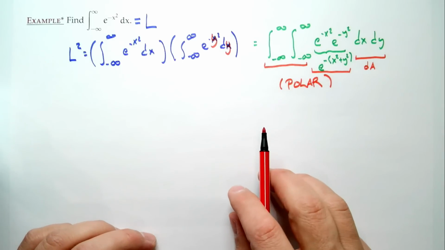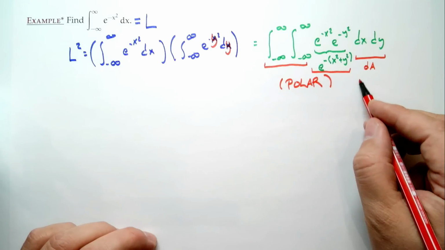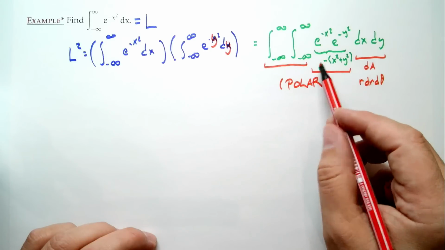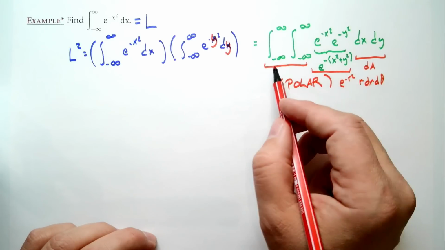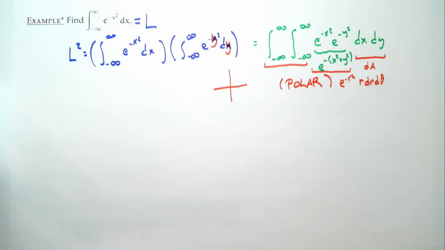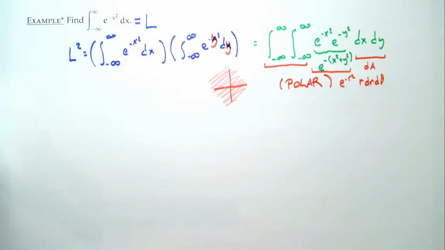In polar, what does dA become? Yeah, r dr d theta. Now, e to the minus x squared plus y squared, that's easy. That's e to the minus r squared. Let's talk about our region. Currently, we're having x go from negative infinity to infinity, and y go from negative infinity to infinity, which means we have a lot of stuff we're integrating. We're integrating over everything.